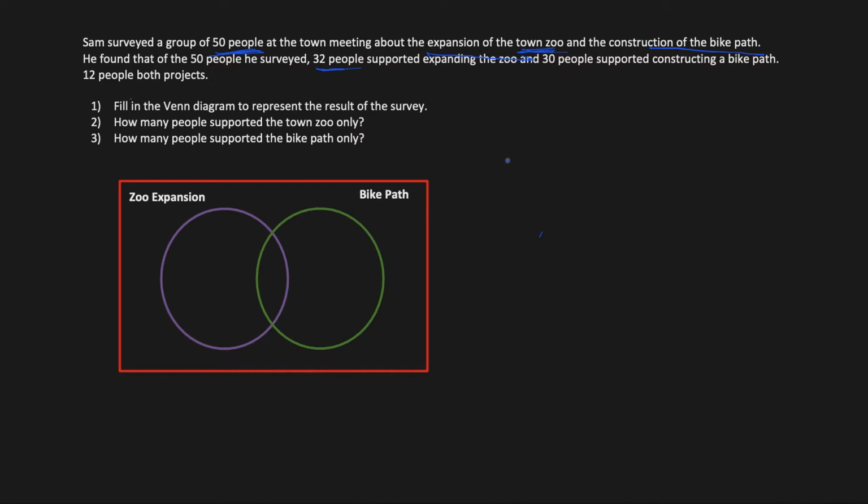So before we do that, let me just write down what information we have. The number of people surveyed is 50. People who supported the town zoo expansion is 32. People who supported the bike path is 30.